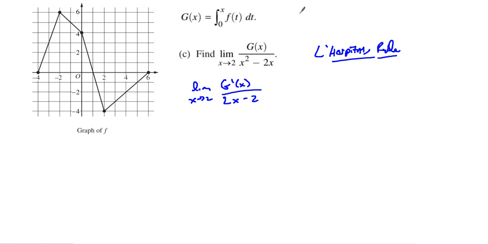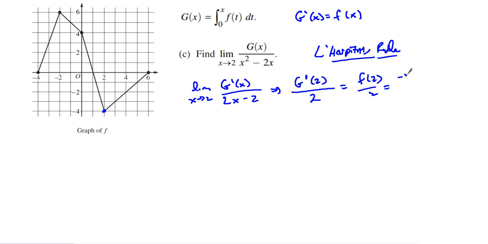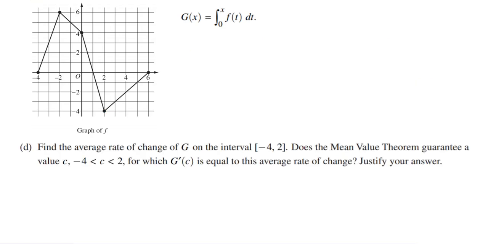And now let's think about this logically. g prime of x is equal to f of x, doesn't it? Using that you can see how the fundamental theorem of calculus is just so key to this problem. So now we can plug this in, and we have g prime of 2 over 2 times 2, that's 4, 4 minus 2 is 2. So what's g prime of 2, which is f of 2? This is f of 2 over 2. What's f of 2? It's negative 4. Negative 4 over 2, negative 2 is our answer. And that was using L'Hopital's rule. Okay? All right, let's move on to part D.